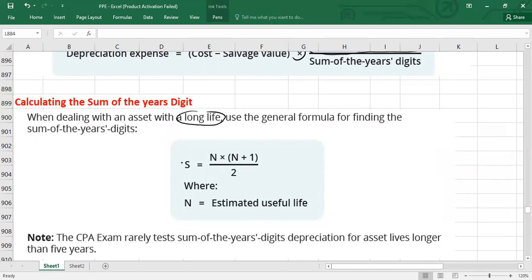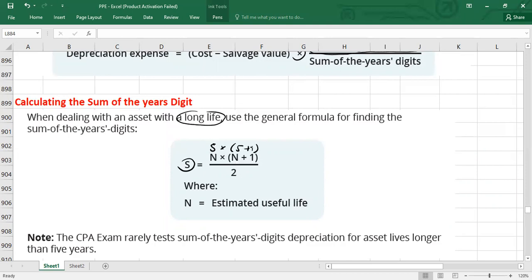The sum of the years digit, S, is equal to N multiplied by N plus 1, divided by 2. N stands for the estimated useful life. So here we go. For example, I'm assuming the estimated useful life is 5, multiplied by N plus 1, which is 5 plus 1, which is going to be 6.